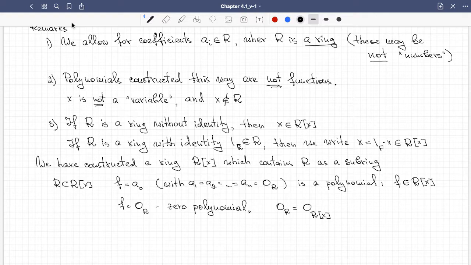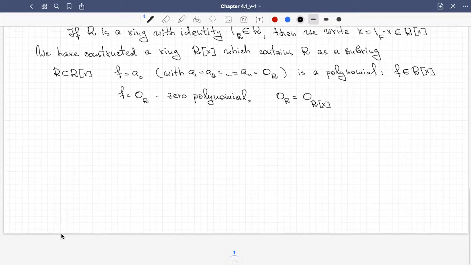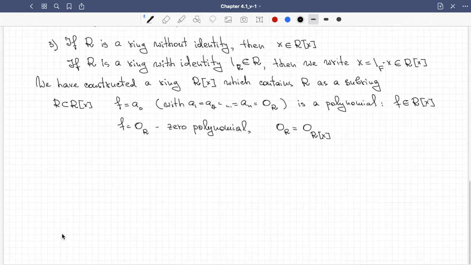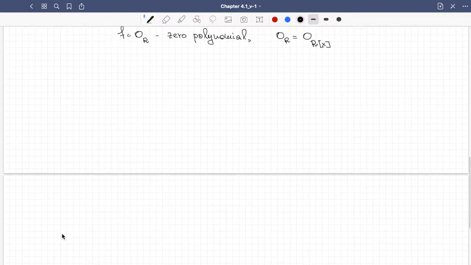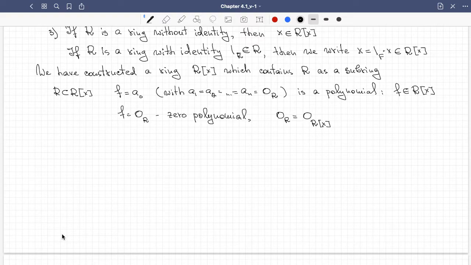In the previous fragment, we introduced the ring of polynomials. Now let me address some terminology and notations.